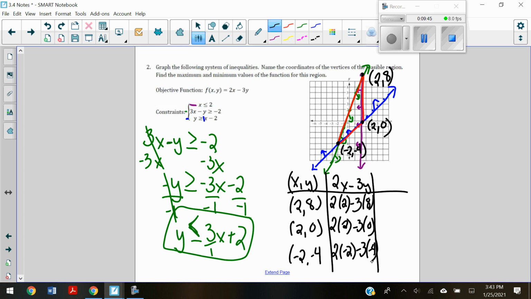All right, so we get 4 minus 24 here, so we get negative 20. We get 4 minus 0, so we get 4. And we have negative 4 plus 12, and we get 8 here. So our minimum occurs at the ordered pair 2, 8, and our maximum occurs at our ordered pair negative 2, negative 4.